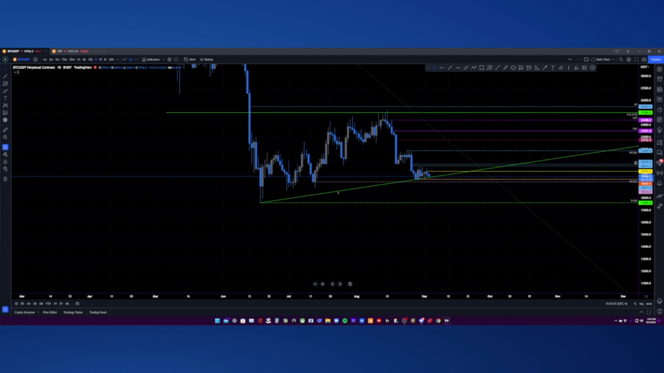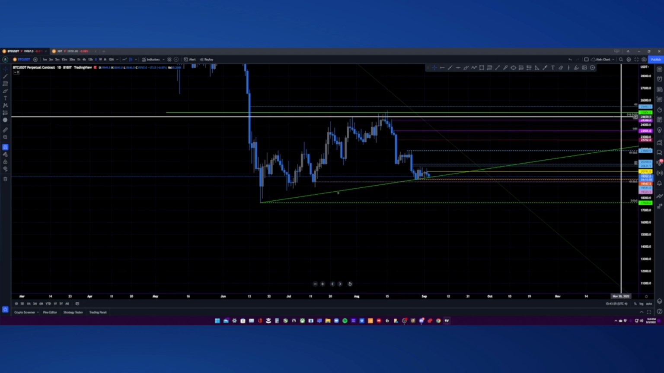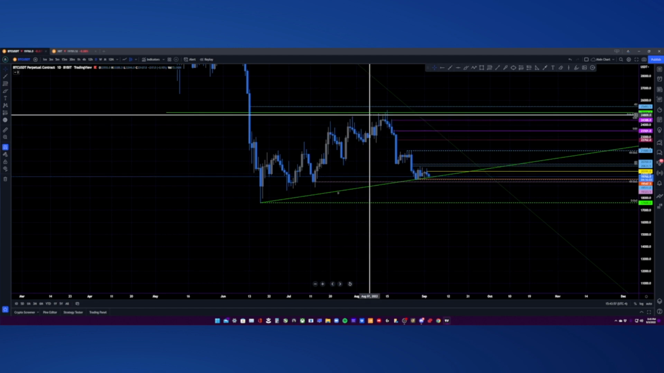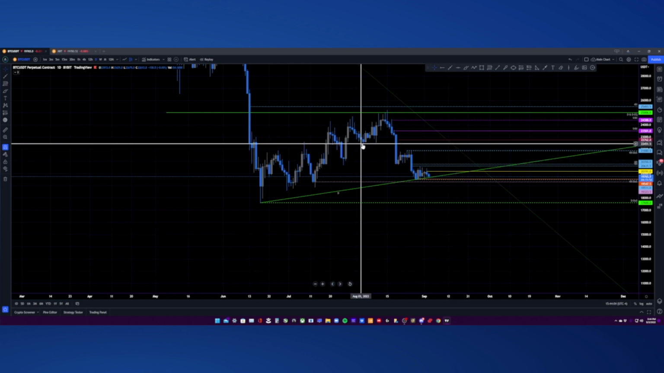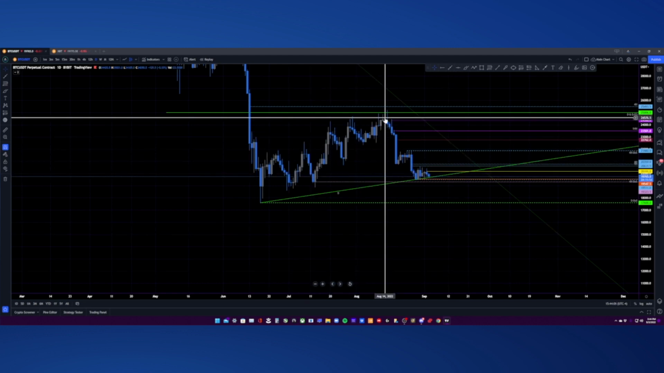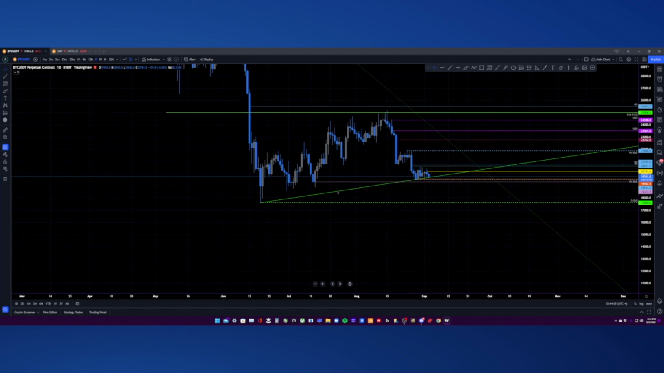25,199. And this is 25,006. But I mean, you can see it was hitting that right there. And then it swept it and then dumped. So when I say sweep, it's just grabbing liquidity to move in a direction.